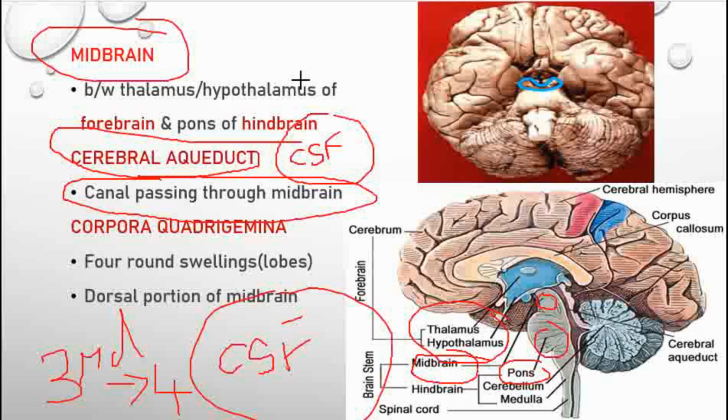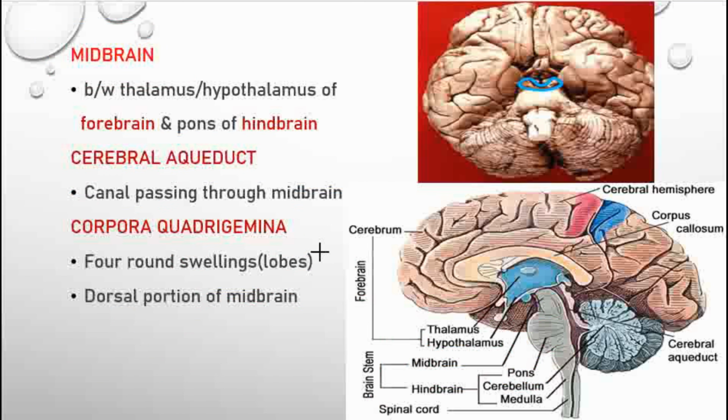And coming to corpora quadrigemina. What is corpora quadrigemina? They are four rounded swellings or lobes, we can say. That is known as the corpora quadrigemina, and it is in the dorsal portion of the midbrain. So in the dorsal portion of the midbrain we have this corpora quadrigemina. In Latin, it means quadruplet bodies, that is, four colliculi are there.